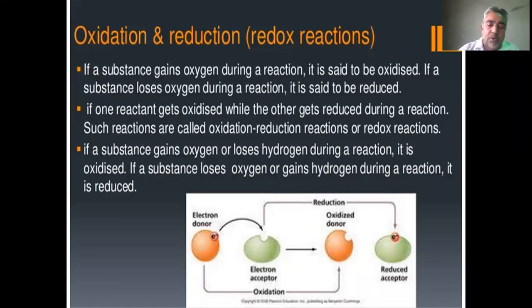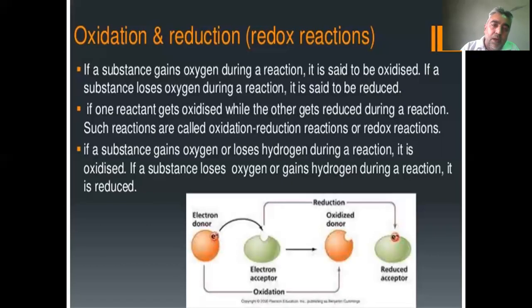Here the electron concept is also shown. Electron donor: if a substance is electron losing, then it is oxidized. Or if a substance is electron gaining, it is reduced. These are some types of reactions I wanted to tell you, the oxidation and reduction reactions.